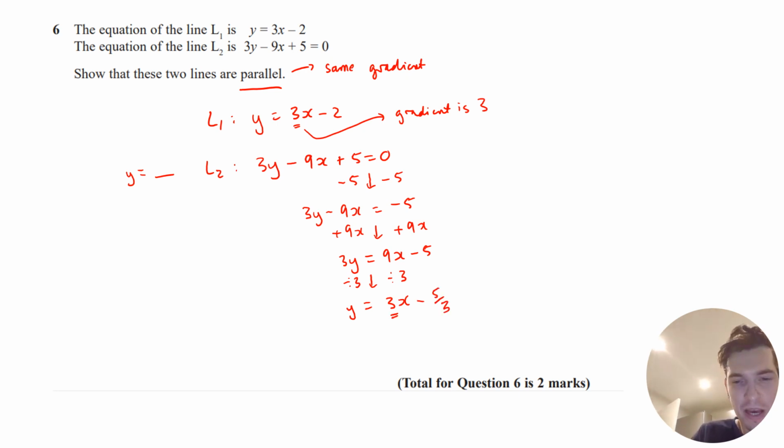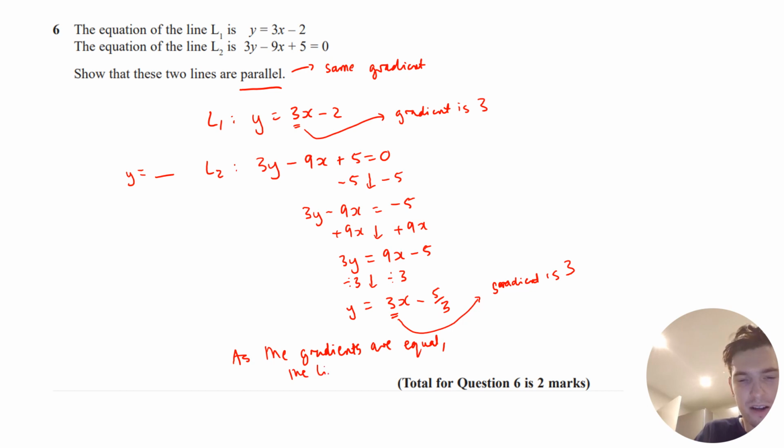And as I was expecting, this gradient is also 3. So I probably need a concluding sentence. So as the gradients are the same, as the gradients are equal or the same, the lines are parallel. Fantastic. Okay, next question.